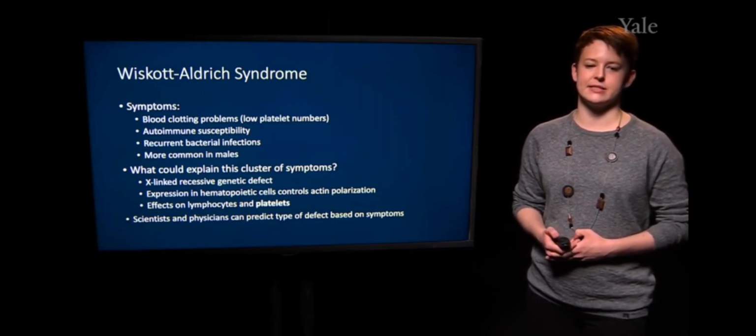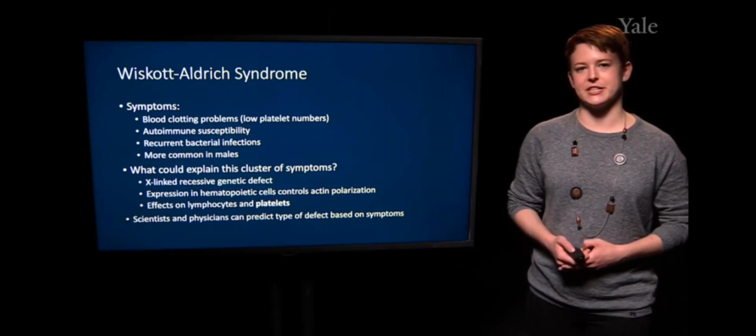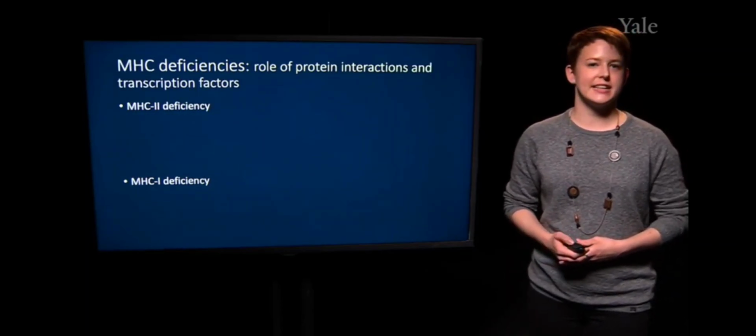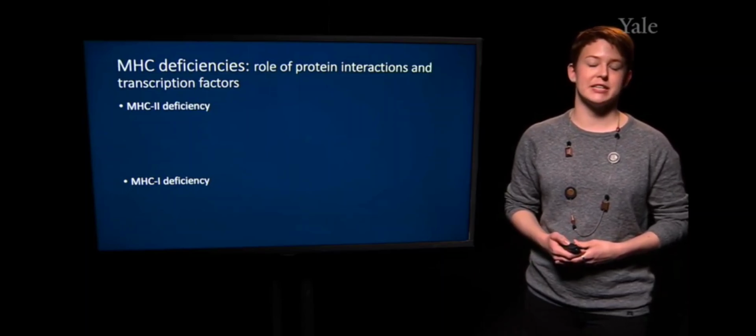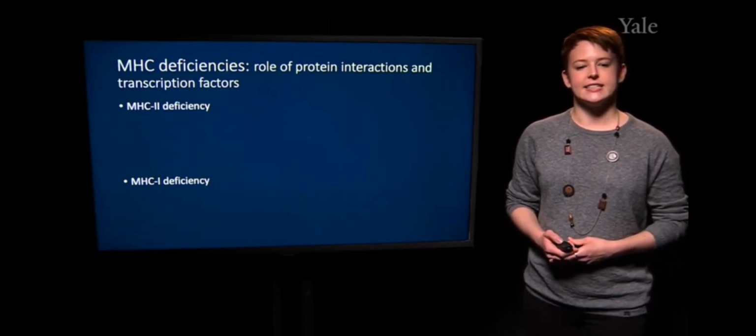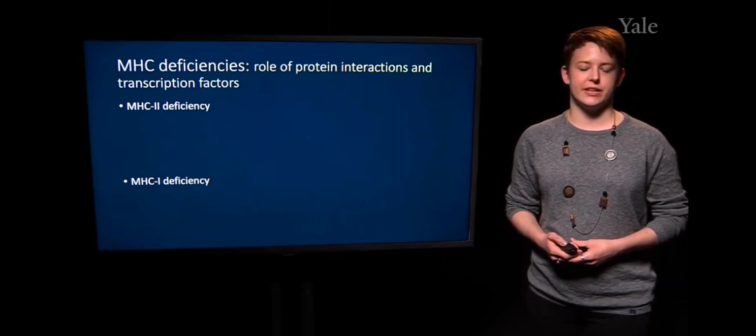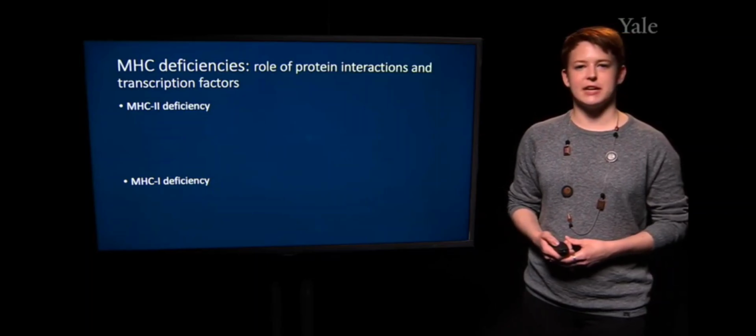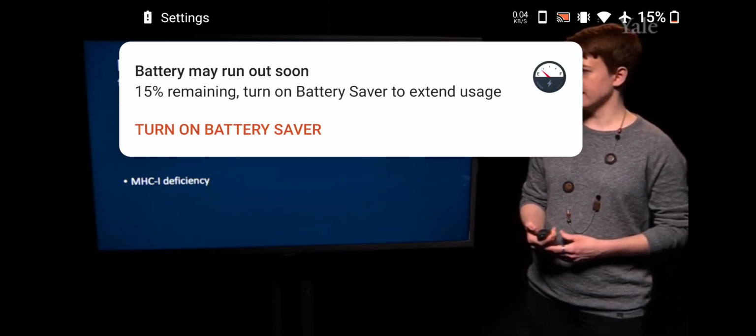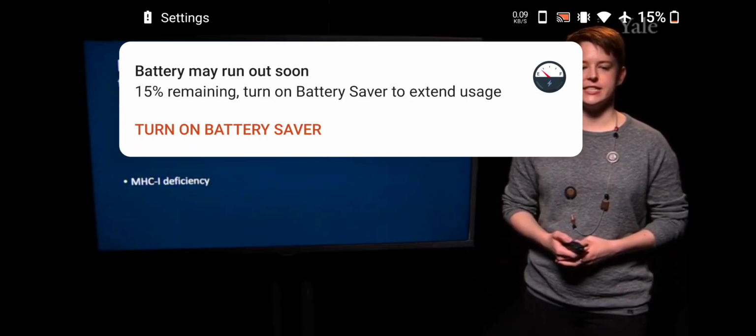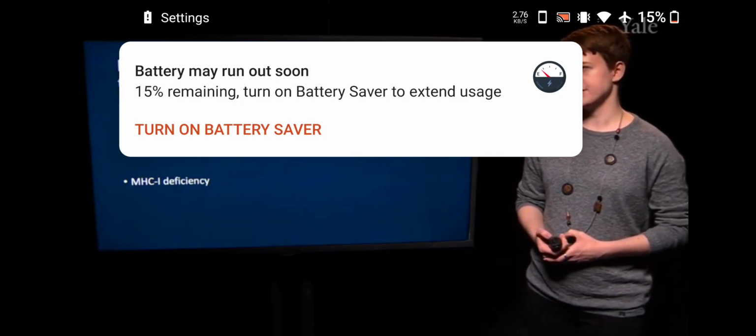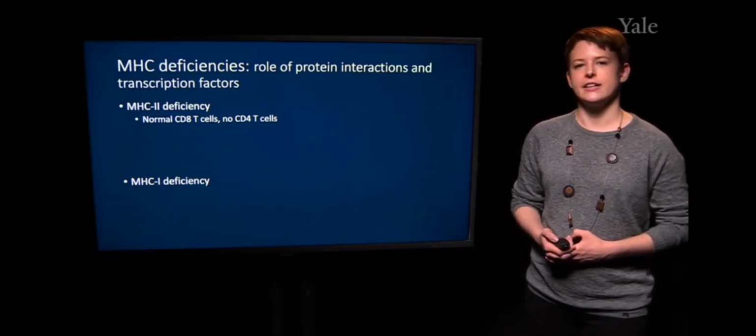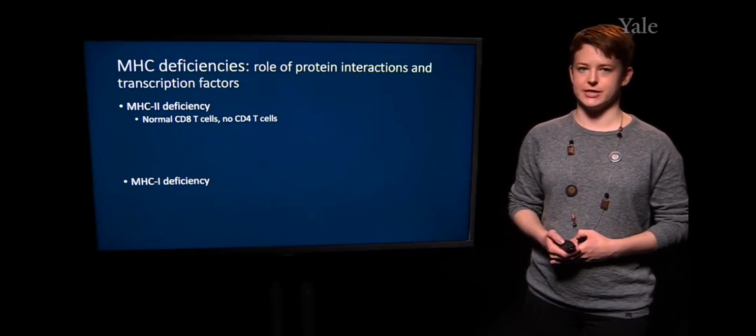Okay, another category of deficiencies is MHC deficiencies. Here we'll really see the important role of protein interactions and transcription factors. We'll first talk about MHC-2 deficiency. As you talked about in previous lectures, CD4 T cells interact with MHC2. So if you have problems with your MHC2, you're going to have fewer CD4 T cells. And that's exactly what we see in these patients. They have normal CD8 T cells and no functional CD4 T cells.